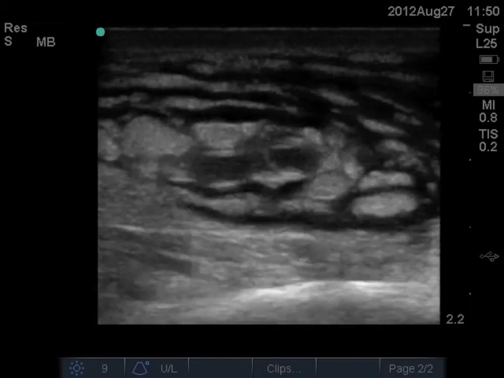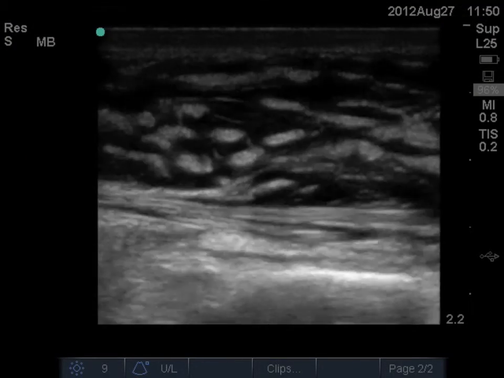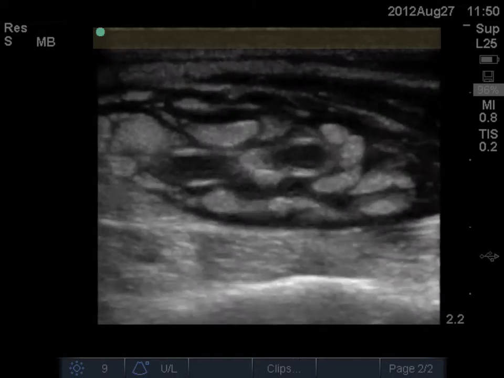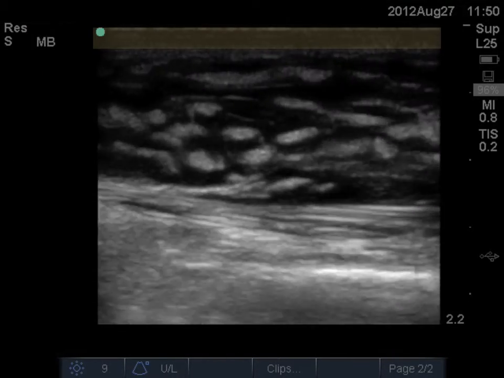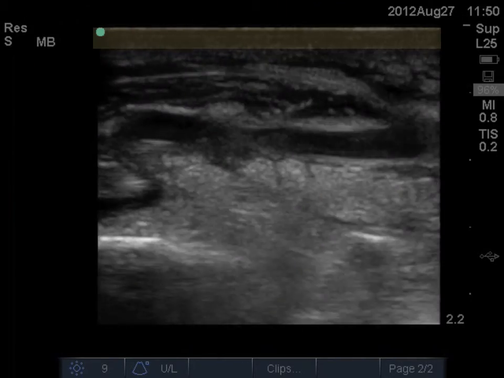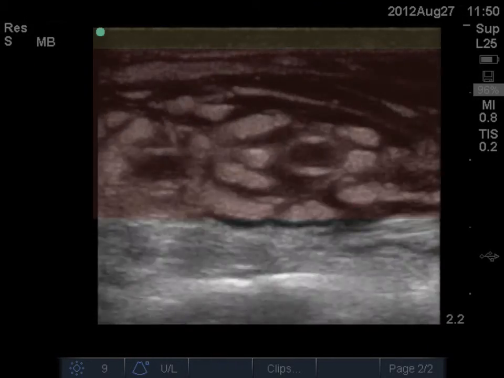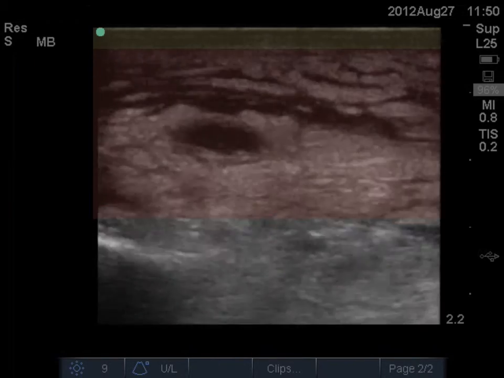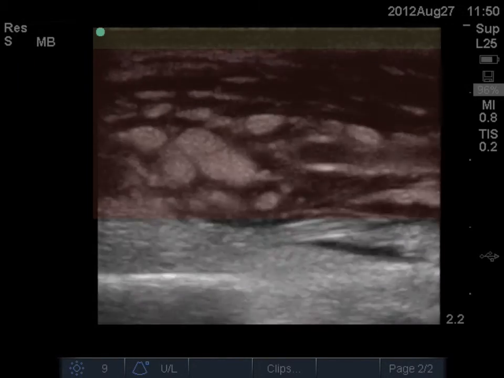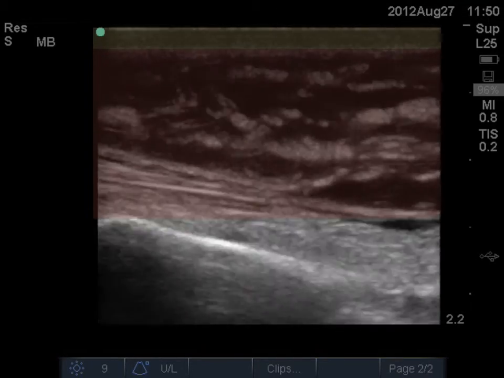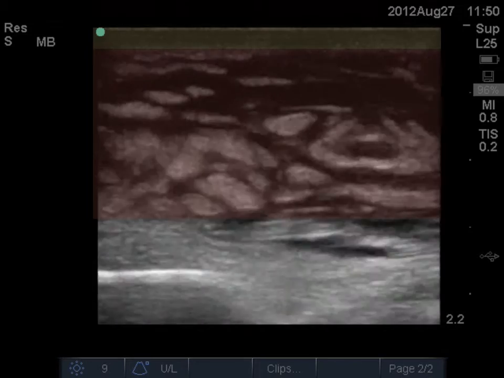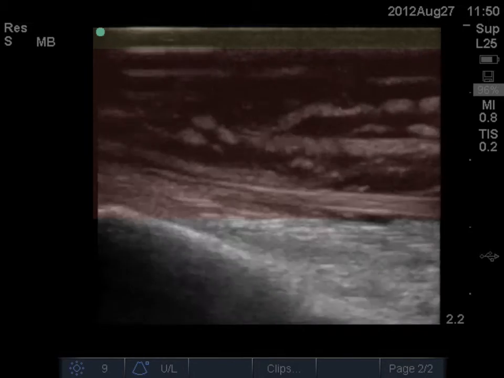And this is what it will look like in tissue. First, we identify the skin. Next, we identify the subcutaneous tissue. You can see that there is hypoechoic fluid surrounding the adipose tissue. If you look carefully, you will also see a vessel running through this adipose tissue as it's surrounded by the fluid.